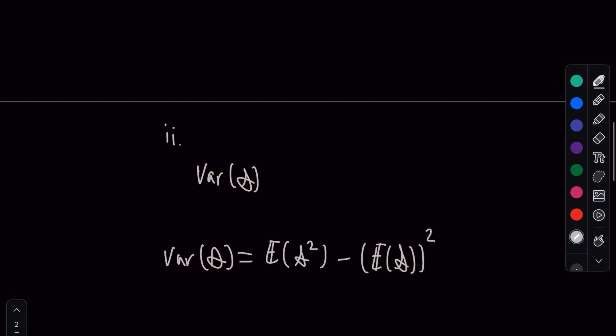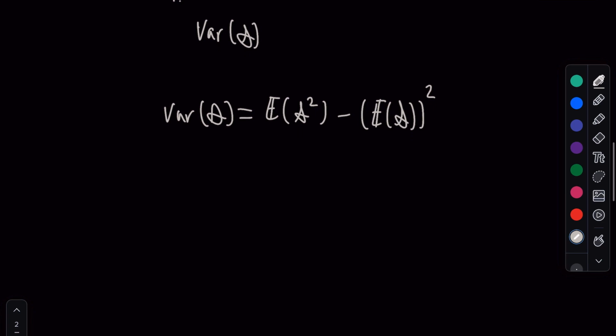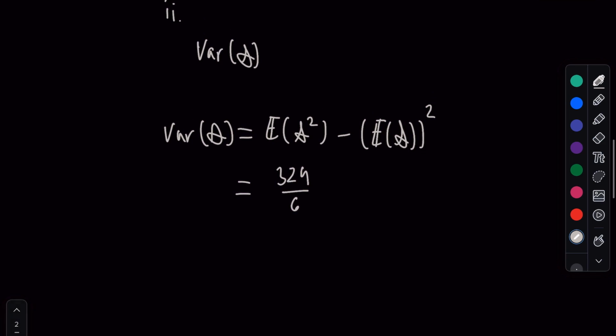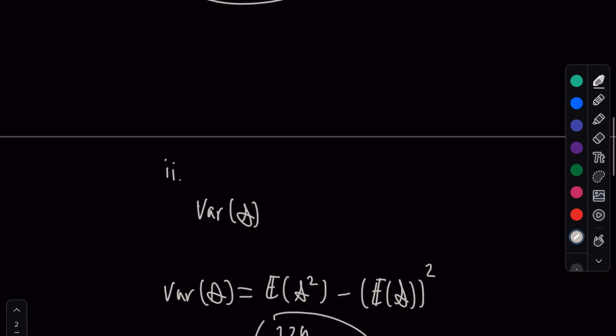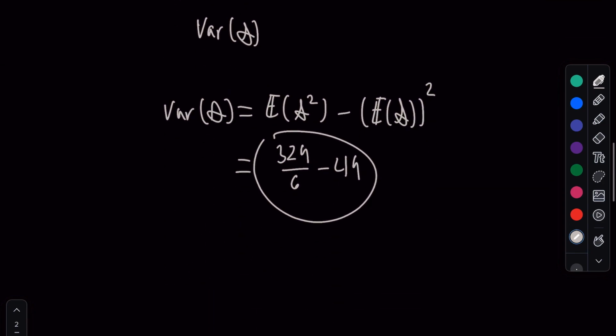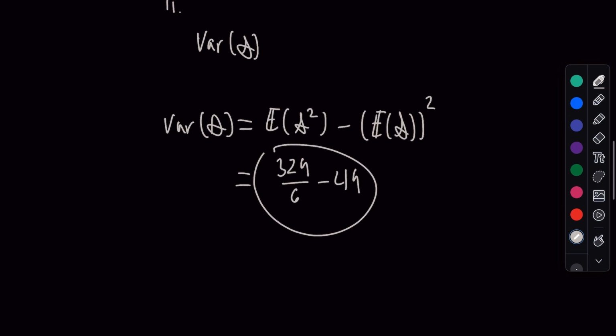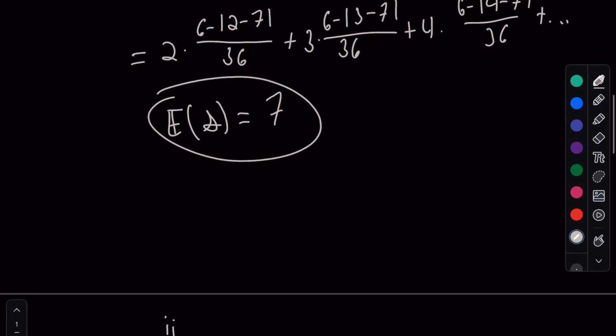Again, for time, I already did that, and I found this to be 329 over 6. And then this is just 7 squared, so it's 49. So that's your variance. That's essentially on the square line how spread out our data points are, where our data points are these S's.